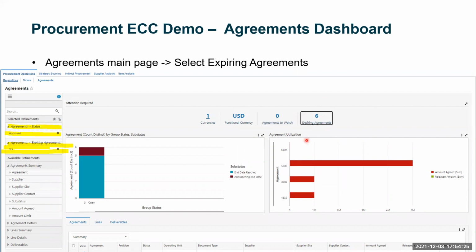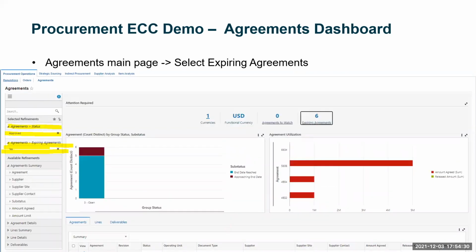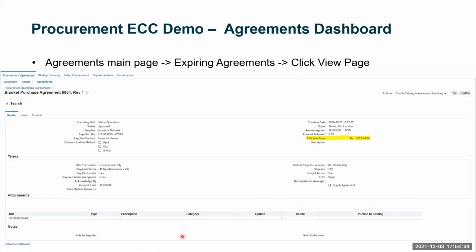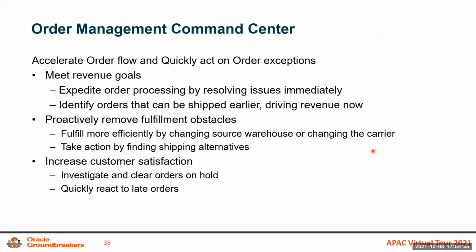When you drill on the expiring agreements, it will show in the details page all the agreements, the blanket agreement numbers. We can navigate into this detail page, change the effective date, work with the supplier and extend this agreement. Once you update the effective date, you submit for approval. This will go through the regular PO approval process. So that's about the agreements dashboard.